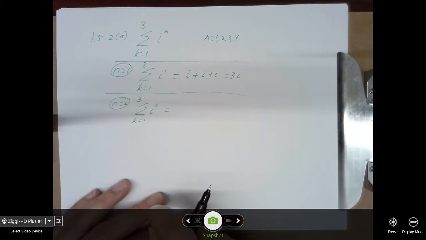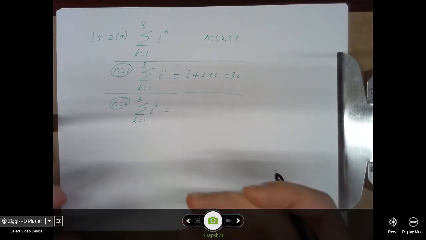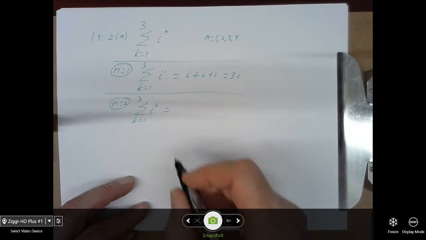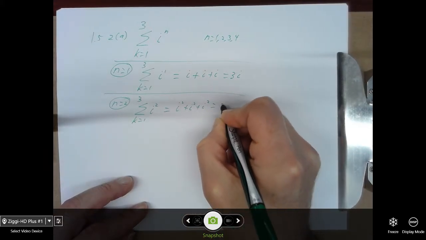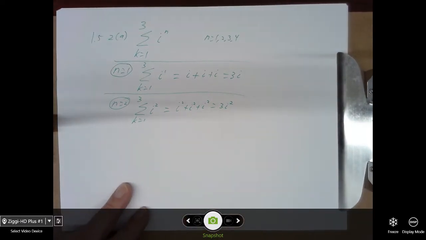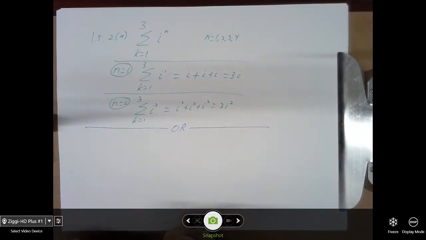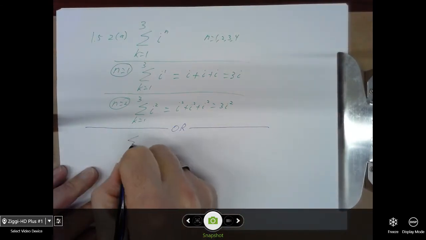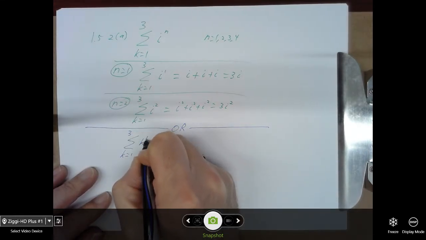Similarly, sum from k equals 1 to 3 of i squared. Well, i squared doesn't change depending on the value of k, right? So this is just going to be i squared plus i squared plus i squared, which is 3 times i squared. And then 3i cubed, 3i to the 4th. But let's suppose that this is a typo. And let's suppose they really meant to ask the sum from k equals 1 to 3 of k to the n.